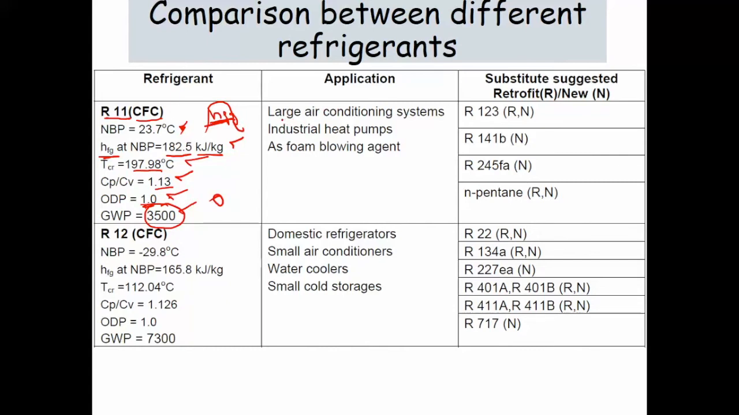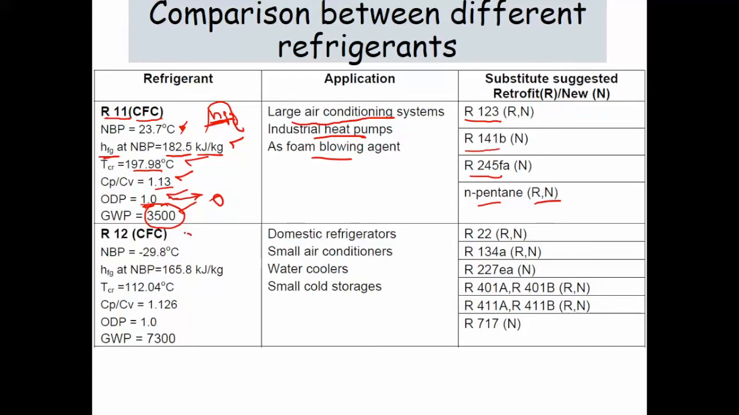So what is the application of R11? These are the various applications: large air conditioning systems, industrial heat pumps, as a blower. And in order to prevent this, as I already told you, the ozone depletion potential should be 0. There are certain substitutes and alternatives of this R11, which are R123, R141b, R245fa, and pentane. All these are the various substitutes of R11.